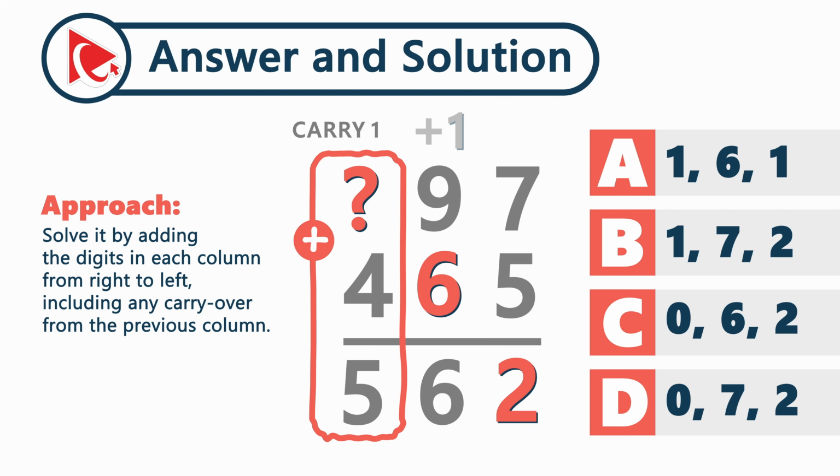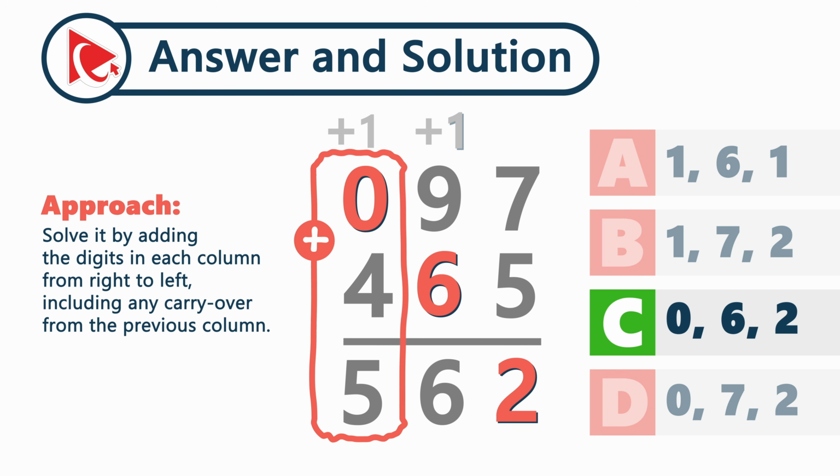And the leftmost column has its own caveat. 4 plus 1, which is the carry, equals 5, and the missing digit is 0, so ultimately there's nothing there. And the correct answer to this question is choice C, 0, 6, and 2.